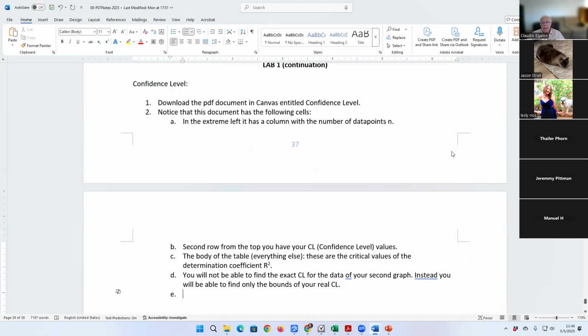Okay? And how do we do that? To find these bounds, the upper and lower bounds, you have to do the following. You will need to do the following. Here you go, one more. Find the number of data points on the table.